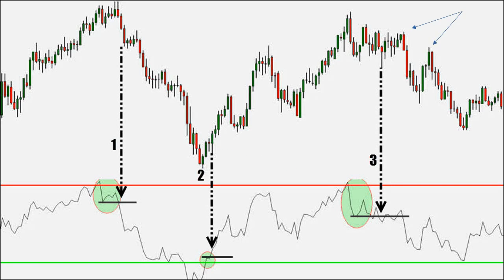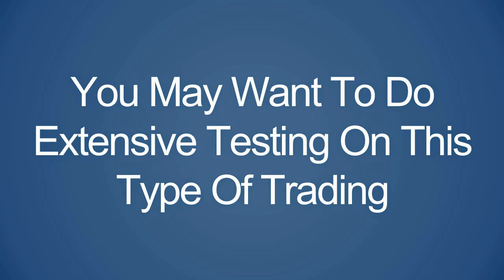The third trade would be extremely painful to sit through. You enter in a range, and even when it eventually breaks, price exhibits a strong rally back to the same zone. Now, you may want to do extensive testing on this type of trading. Even from this brief example, you can imagine the host of issues that could crop up that may be avoided if you were tuned into price action and important price structures.